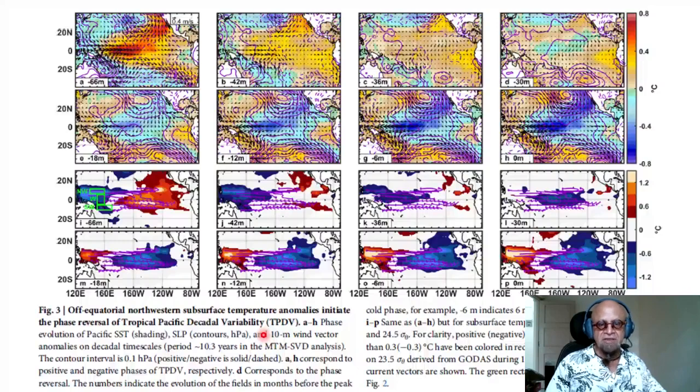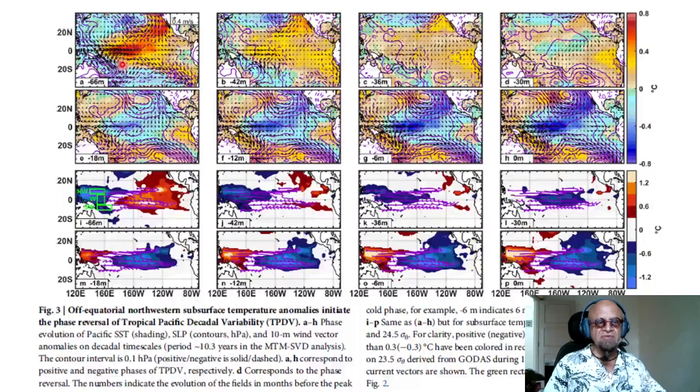So we are looking at the phase evolution of Pacific SST in the colors, sea level pressure in the contours that you can see on top of these, and 10-meter wind vector anomalies on decadal time scales. So the period is about 10.3 years in the MTM SVD analysis. The contour interval is something, etc.